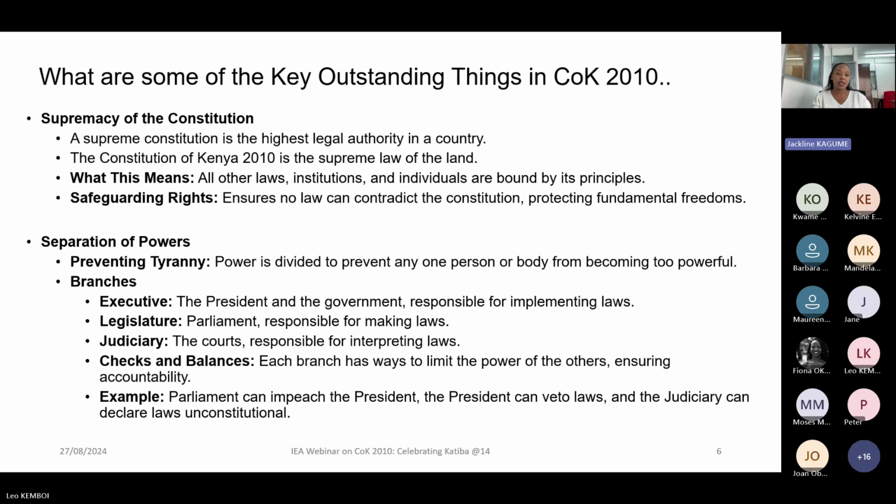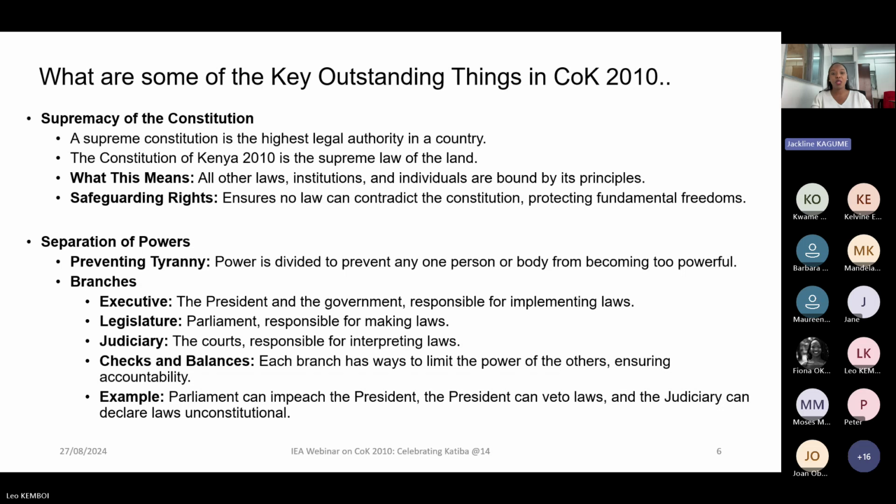So here we're saying that we know that a constitution is usually the highest legal authority in a country. So it's the supreme law of the land. So in our own case, it obviously declares that the constitution is the supreme law of the land, and obviously any other law or regulation, be it domestic law or international, anything that is not in conformity with the constitution is declared a nullity.